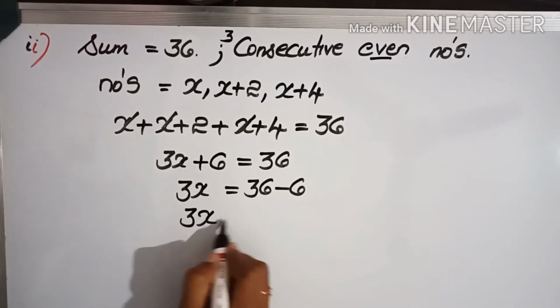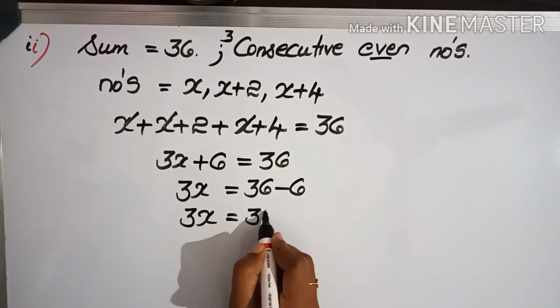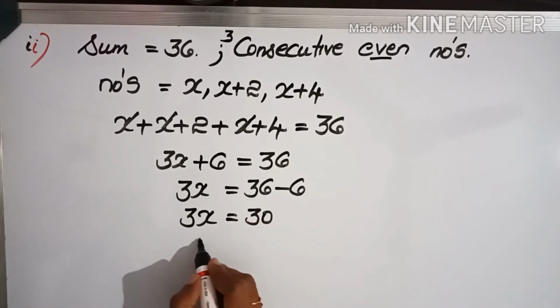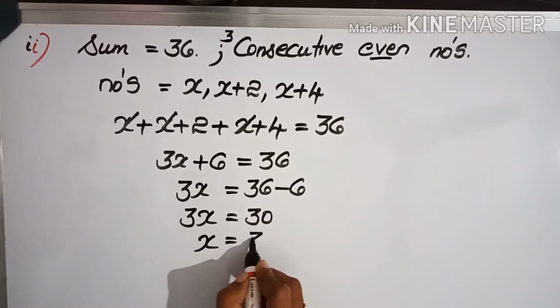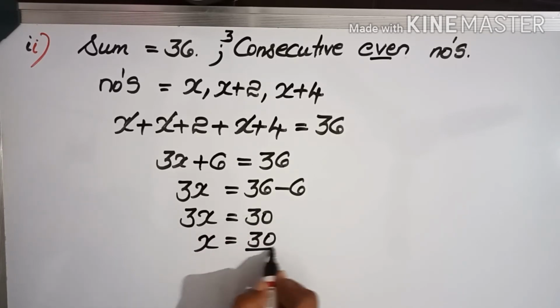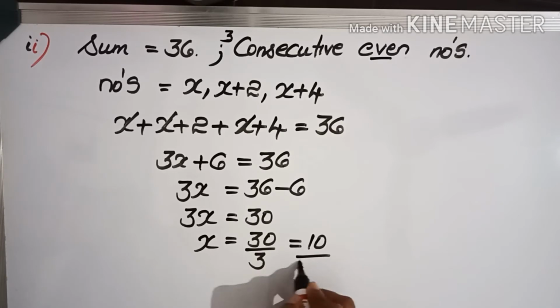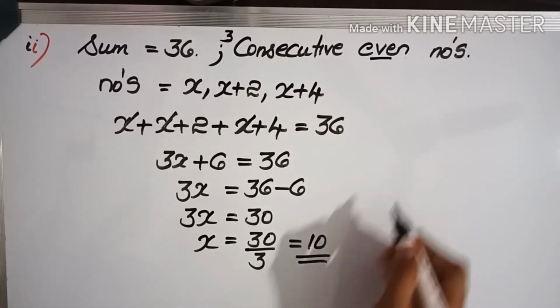That is 3x equal to 30. 36 minus 6, 30. Now keep x here. 30 into 3 comes to this side, divided by 3. So 30 by 3, the answer is 10. So we got the first number as 10.